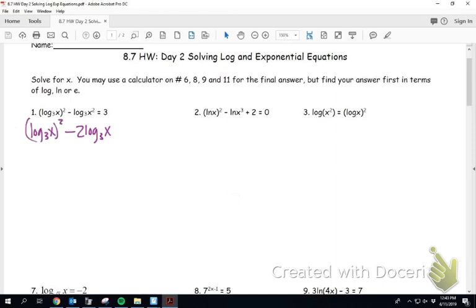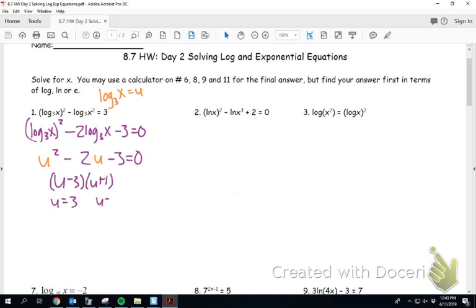So now what we're looking at, I'm going to go ahead and move that 3 over and set it equal to 0. This now looks like a quadratic equation. So what I'm going to do is replace, like we did with those e to the x problems, I'm going to let log base 3 of x equal u. So I'm going to plug in u and make this u squared minus 2u minus 3. And then I can factor. So then I get that u is equal to 3 and u is equal to -1.